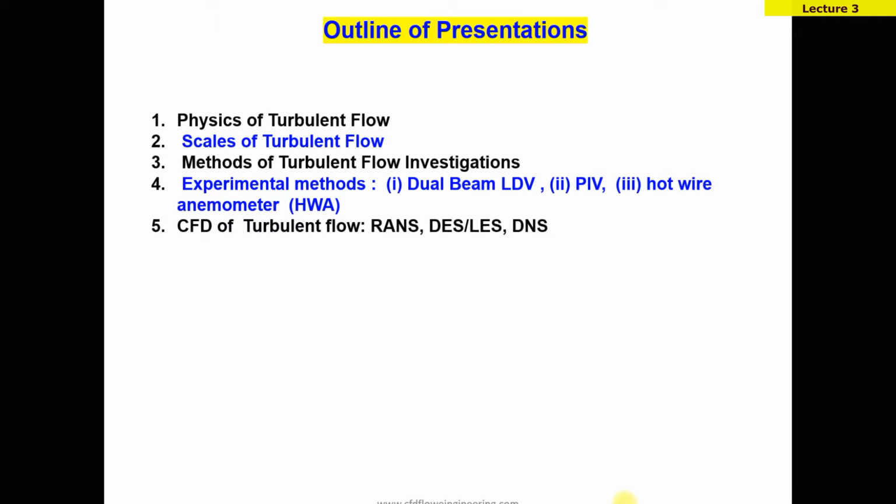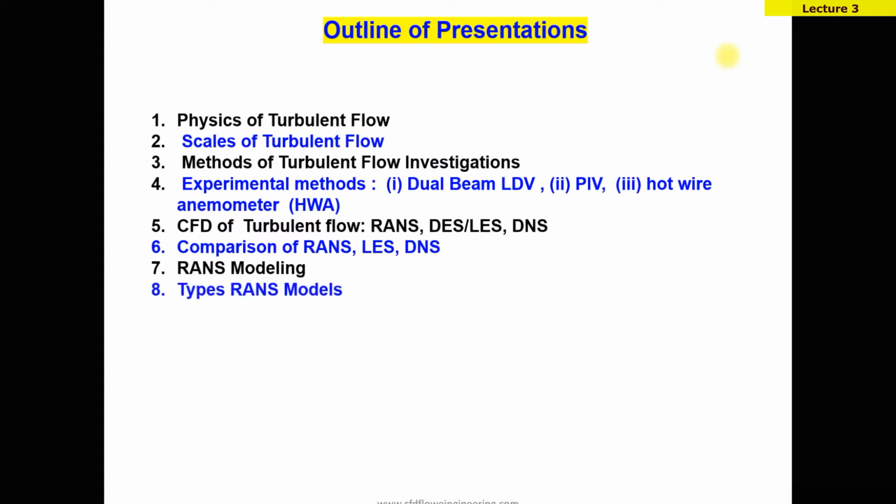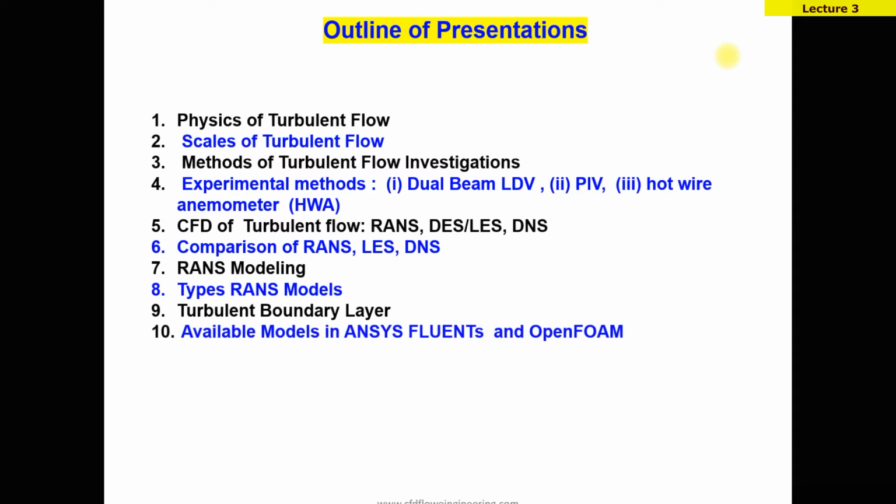CFD of turbulent flow we will discuss after it: Reynolds Averaged Navier-Stokes, detached eddy simulation, large eddy simulation, and direct numerical simulation. Then we discuss a comparison of Reynolds Averaged Navier-Stokes, large eddy simulation, and direct numerical simulation. After that, we will discuss details of Reynolds Averaged Navier-Stokes modeling: what are the types of RANS models, like k-epsilon and k-omega models. Then resolution of the turbulent boundary layer, and availability of models in ANSYS Fluent and OpenFOAM.